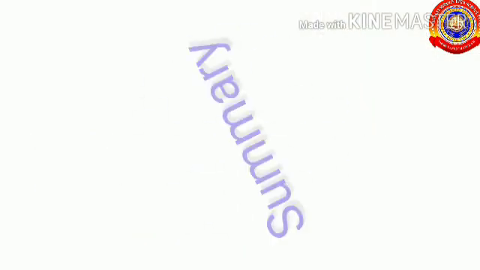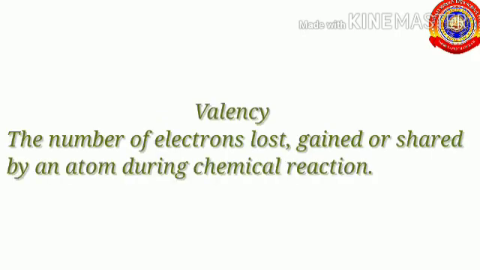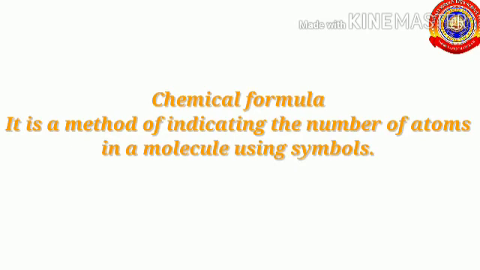Okay, let's summarize the portions that we learned today. We learned about valency. It is the number of electrons lost, gained or shared by an atom during a chemical reaction. Then we learned about the chemical formula, indicating the number of atoms in a molecule using symbols, and the different ways of writing chemical formula.